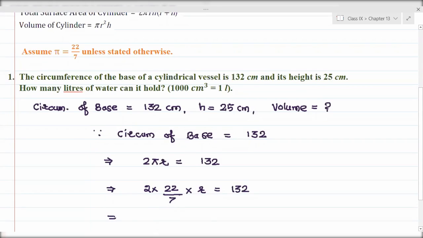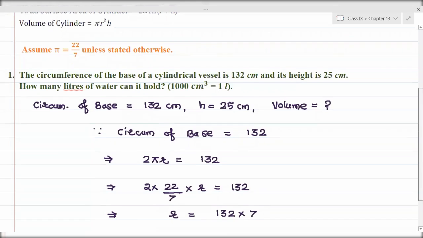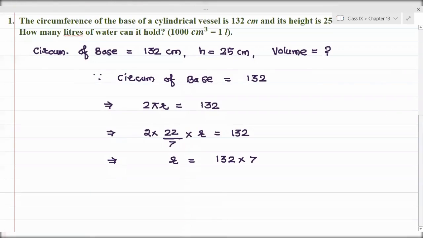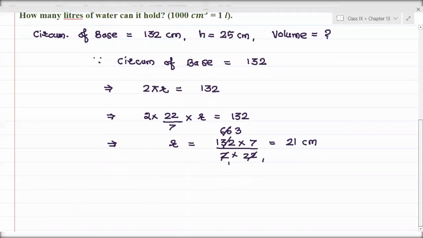So 2 into 22 upon 7 into r will be equal to 132. Now we keep r here and shift the other terms to that side. So 132 into 7, divided by 2 into 22, which I bring into the denominator. Now we can cancel by 2, and 66 remains here. Again 22 ones are 22 and 22 threes are 66. So the value of r will come to 21 centimeter.